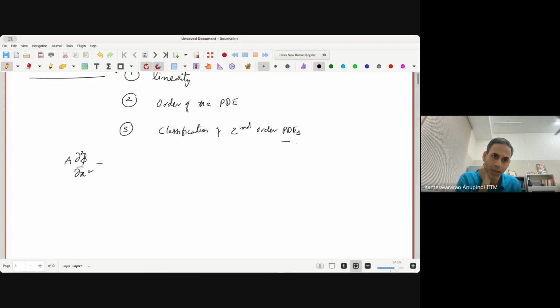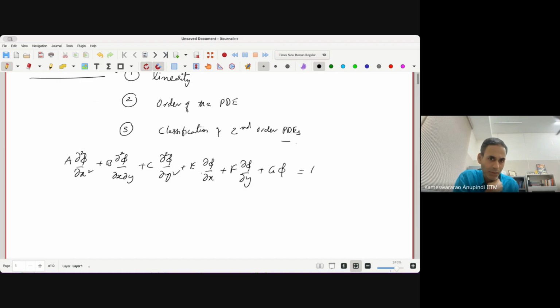So in that context, we considered a general second order PDE: A times dou square phi by dou x square plus B times dou square phi by dou x dou y plus C times dou square phi by dou y square plus D times partial phi partial x plus E times partial phi partial y plus F times phi equals some G. I think I missed a term here. Okay, so let's put this back. This is E, and this is F. F times phi equals some G. Okay, so that's what we said.